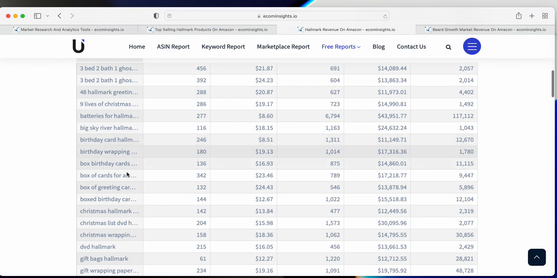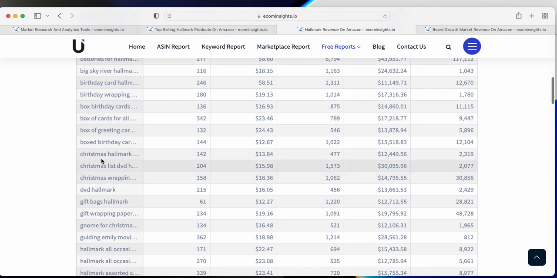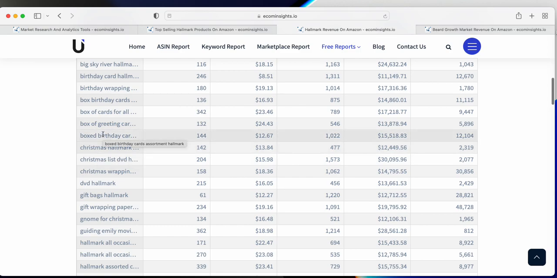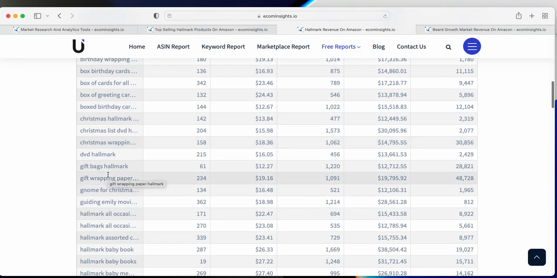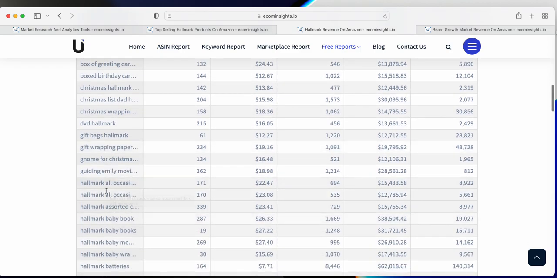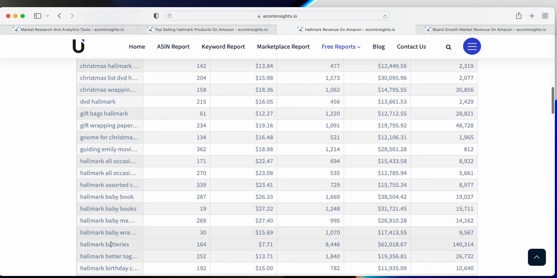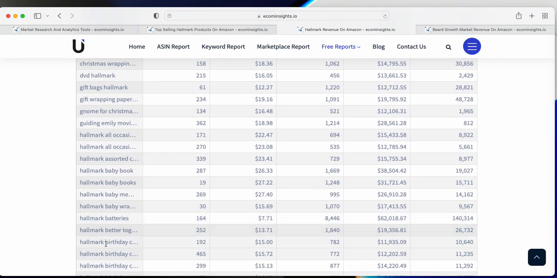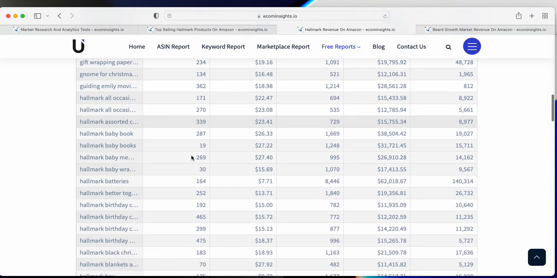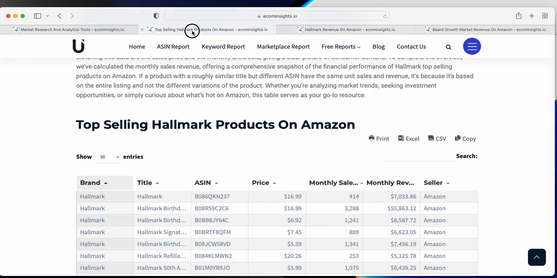So you can also get some ideas, right? Christmas Hallmark with DVDs, box birthday cards, gift wrapping paper, Hallmark all occasion cards. You can get some ideas of Hallmark batteries, birthday cards, different variations. So you can get an idea of the sales volume.